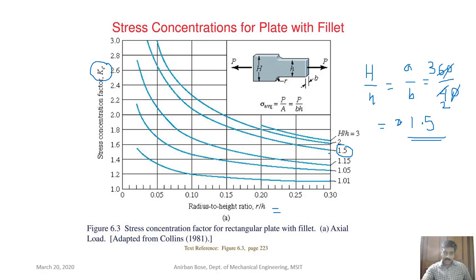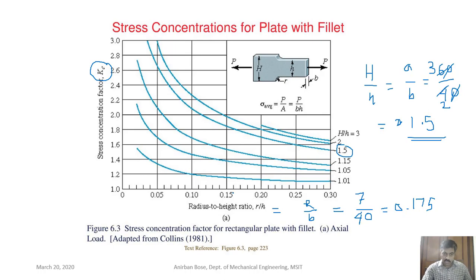Okay. Next, we'll find out what r by h is. In our case, this is basically capital R, and small h is nothing but b. So R is what? 7 millimeter, and B is 40. So 7 by 40 is what? If we calculate 7 by 40, we get 0.175.